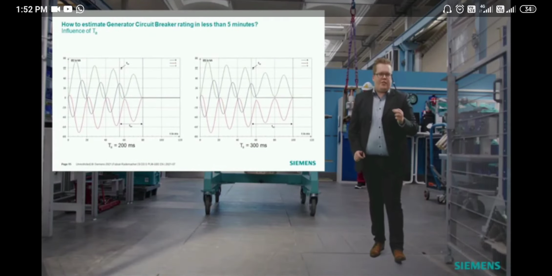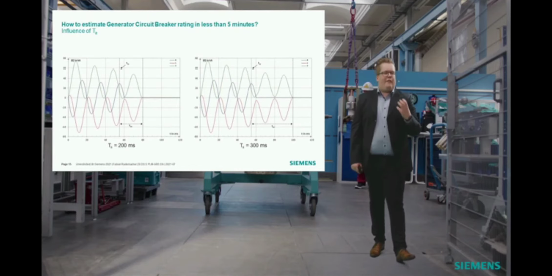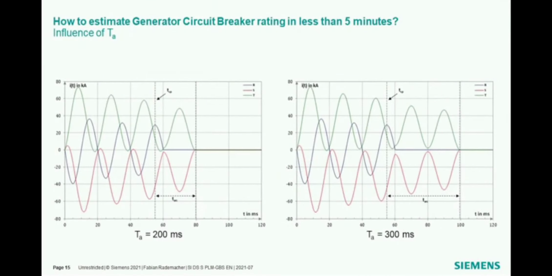Then, of course, the very well-known armature time constant, which is mainly responsible for the arcing time. So if we consider also two different examples, we have an armature time constant of 200 milliseconds on the one hand side and 300 milliseconds on the other hand side. This could lead to a significant difference in the arcing times itself.